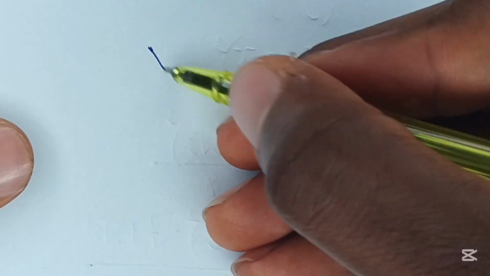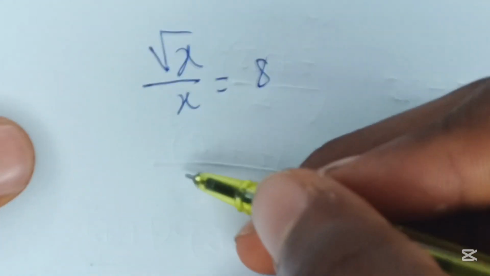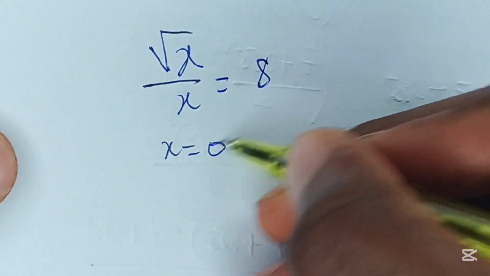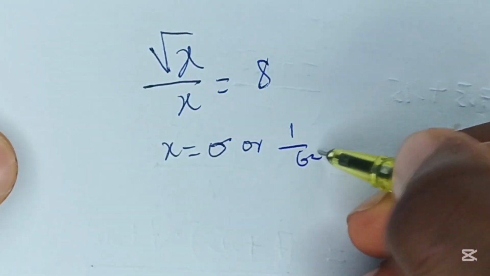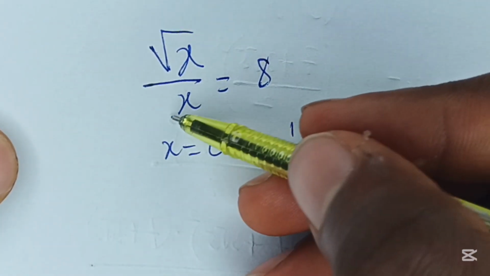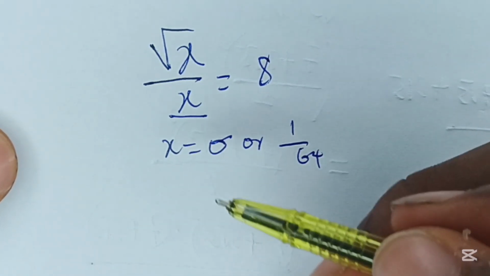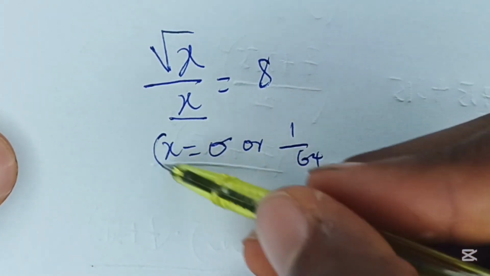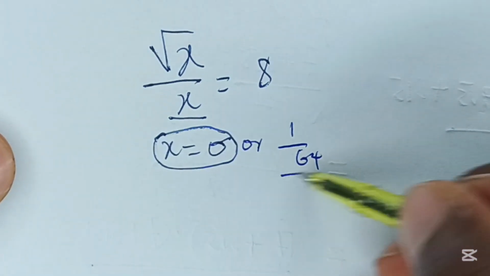From the equation that root of x over x is equal to 8, and we say that our x is equal to 0 or 1 over 64. First of all, if you substitute x as 0 in this place, you have this equation becoming undefined. Alright? So we'll rule out this answer. Now let's focus on this one.